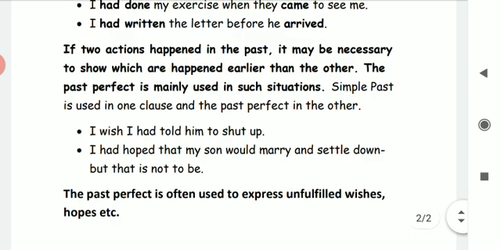Again, see this. The past perfect is often used to express unfulfilled wishes. Unfulfilled wishes. At that time, you are using past perfect tense, right? Where you have unfulfilled wishes, hopes, etc. And I believe now you have understood the usage of past perfect tense.